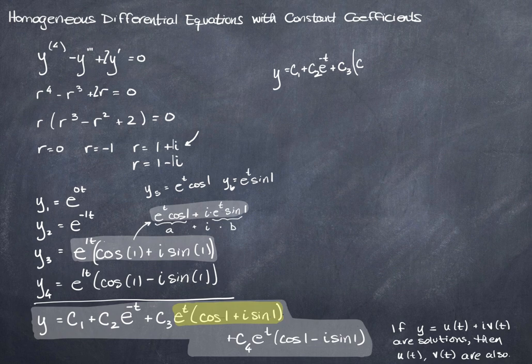I'm going to run out of c's. I went up to 4, so I think I can go c5. C5 goes with y5. So c5 times e to the t, the cosine of 1, plus c6 e to the t times the sine of 1, plus, now I'm going to rewrite, different color, I'm going to rewrite y4 using the same theorem, using the same technique. I have c4 as my leading coefficient, and then I have c7 times e to the t, the cosine of 1, minus c8 e to the t, the sine of 1.